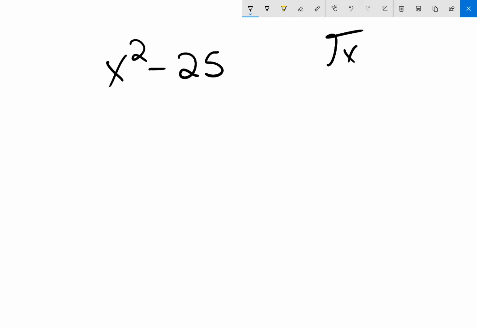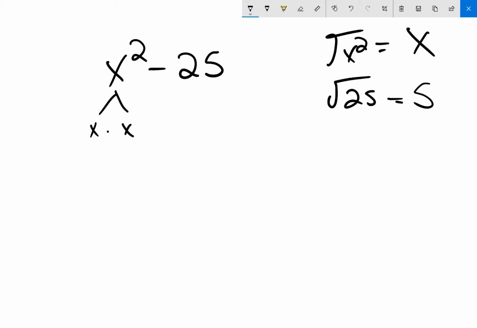So what is the square root of x squared? What is the square root of 25? You need to know those things. Now, square root of x squared is just x, and square root of 25 is 5. So basically, what happens here is x squared is made up of x times x, and negative 25 is made up of 5 times 5. Well, really 5 times negative 5, because it is a negative 25 after all.